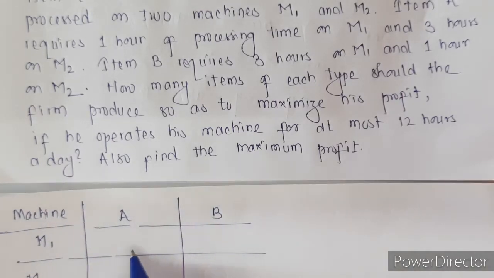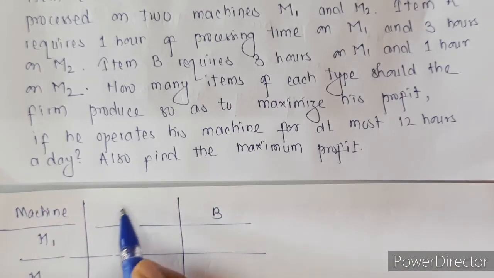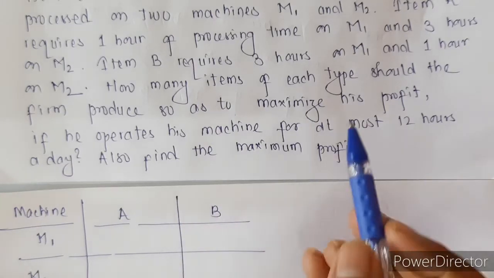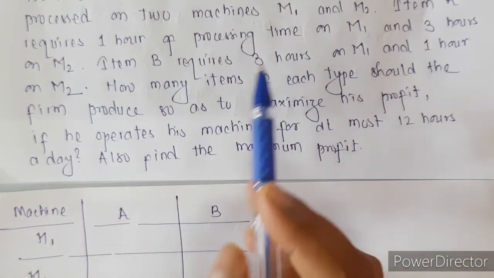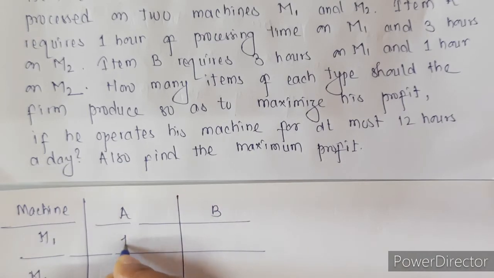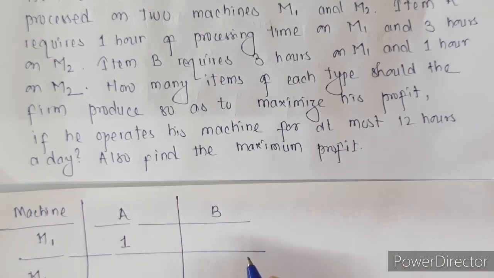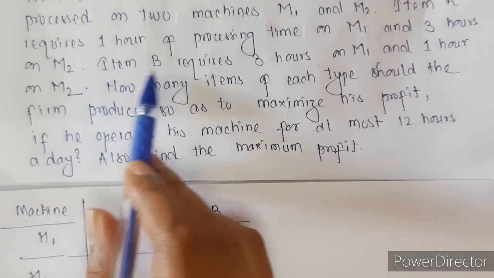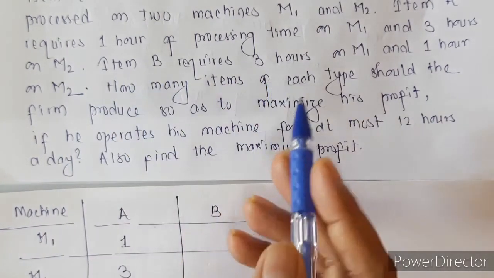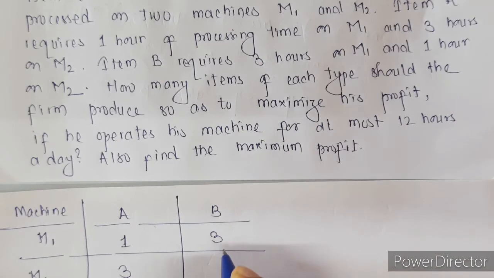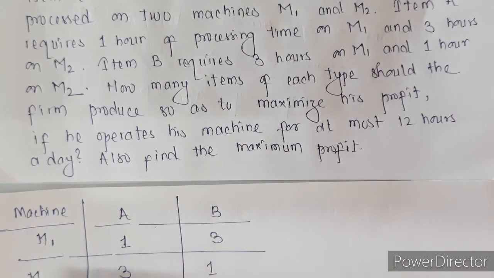Now to produce item A, it requires 1 hour of processing time on M1 and 3 hours on M2. Now item B requires 3 hours on M1 and 1 hour on M2, right?